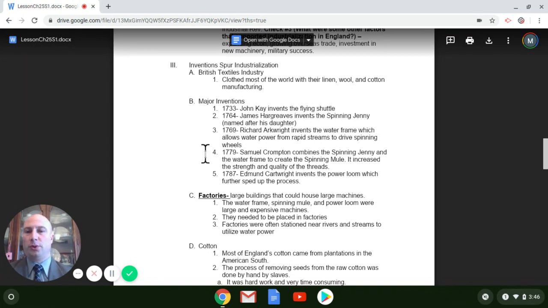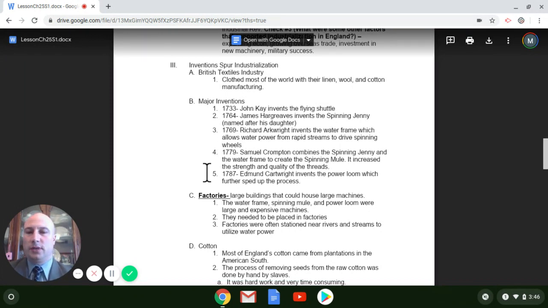Point number 4, in 1779, Samuel Crompton sort of combined the spinning jenny and the water frame to create what he called the spinning mule. It was just an advancement. It increased the strength and quality of the threads. And then in 1787, Edmund Cartwright invents the Power Loom, which further sped up this whole entire process.